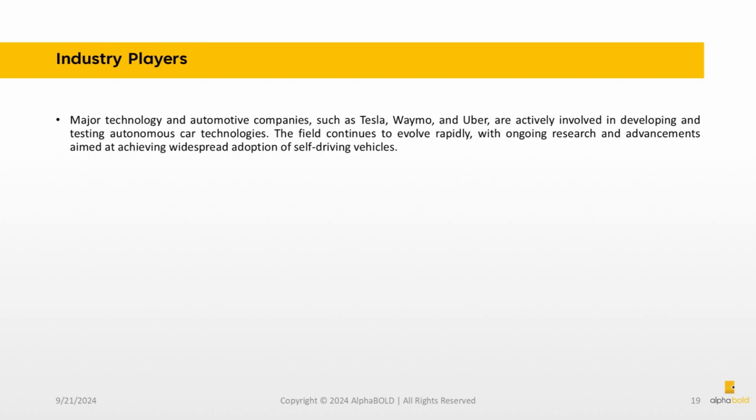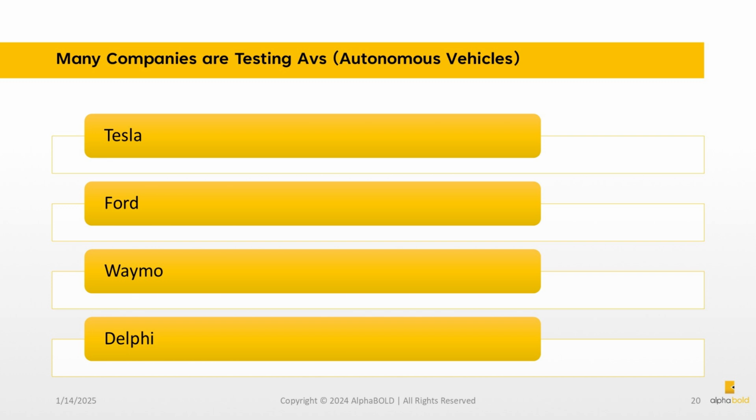Major technology and automotive companies such as Tesla, Waymo, and Uber are actively involved in developing and testing autonomous car technologies. The field continues to evolve rapidly, with ongoing research and advancements aimed at achieving widespread adoption of self-driving vehicles. Many companies are testing AVs, autonomous vehicles, e.g., Tesla, Ford, Waymo, Delphi.